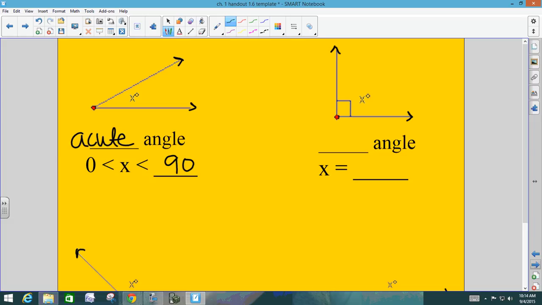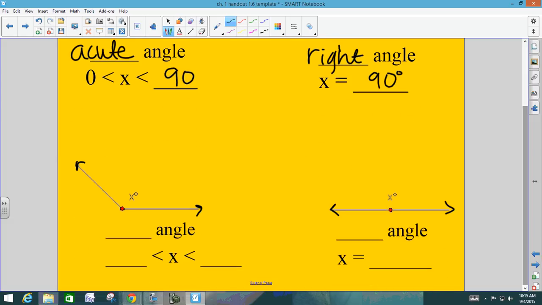How about this next angle? It's a right angle. So what does it equal? 90 degrees. Good. And here's your right angle symbol in there. How would you classify the third angle? An obtuse angle. Good. An obtuse angle is between what and what? 90. Good, 90 and 180.